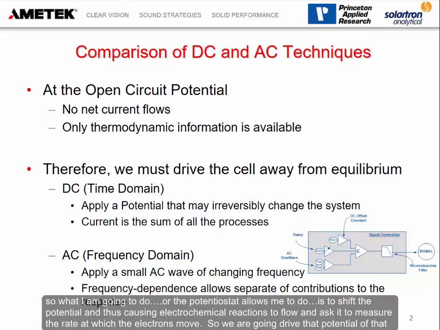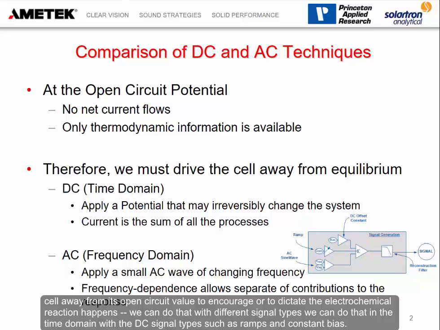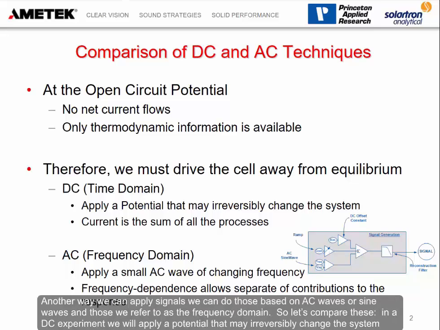So what the potentiostat allows me to do is to shift the potential and thus cause electrochemical reactions to flow, and us to measure the rate at which those electrons move. So we're going to drive the potential of that cell away from its open circuit value to dictate that an electrochemical reaction happens. We can do that with different signal types. We can do that in the time domain or the DC signal types such as ramps and constant bias. But there's another way we can apply signals. We can do those based on AC waves or sine waves, and those we refer to as the frequency domain.